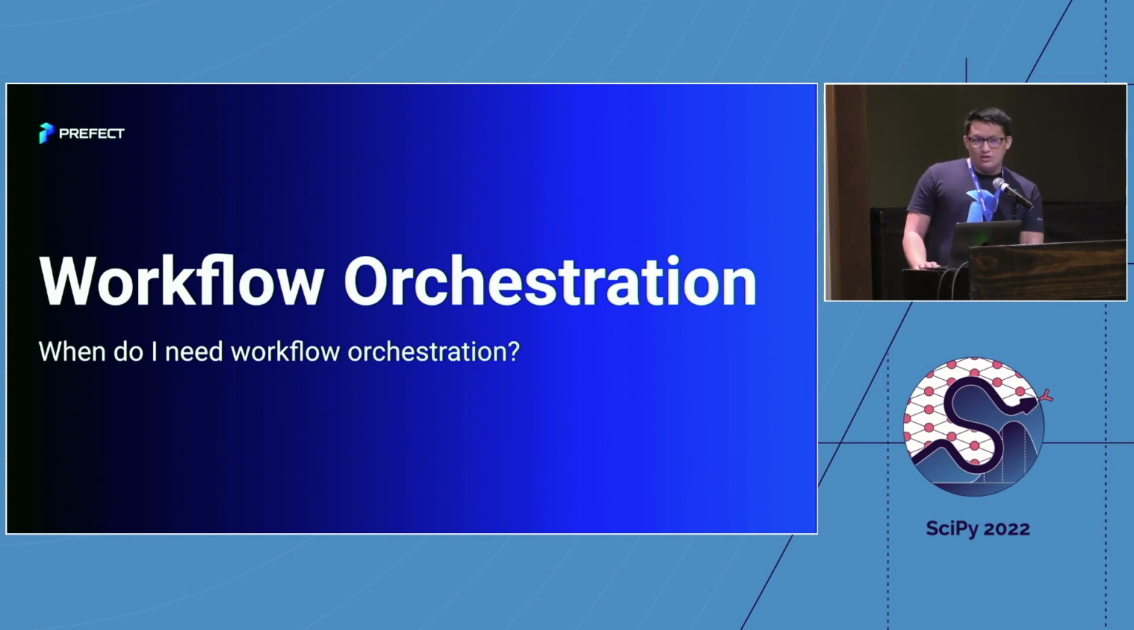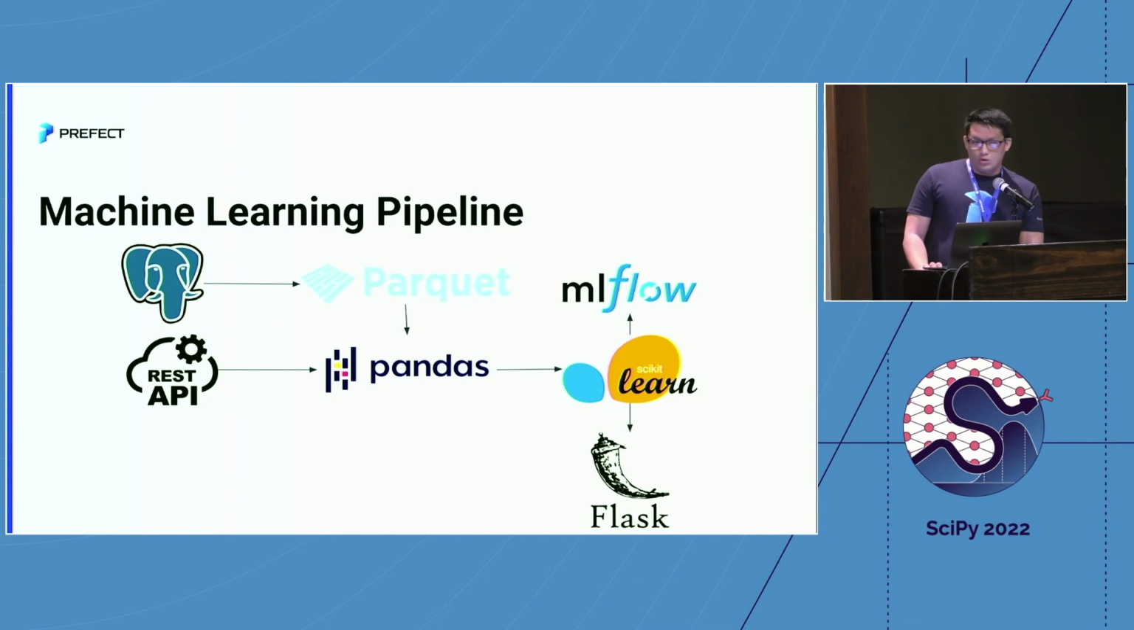To put it more concretely, we can take a look at a sample pipeline here, a machine learning pipeline that takes in data from the left side. There's a database, there's an API call. We combine it in a pandas data frame, do some machine learning. And during that machine learning process, maybe we output some artifacts of our experiment to MLflow. And maybe if the model is good enough, we deploy it to Flask.